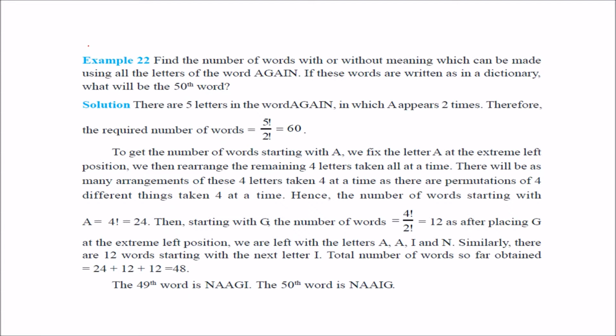Next is example 22. You have to find the number of words, with or without meaning, that can be made using all the letters of the word AGAIN. If these words are written in a dictionary, what will be the 50th word? AGAIN means there are 5 letters, so we have factorial 5 ways to arrange. But A and A repeat, so you have to use factorial 2 as the denominator. Factorial 5 by factorial 2 is actually the required number of words.